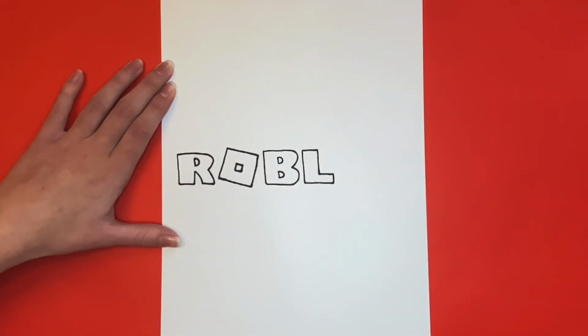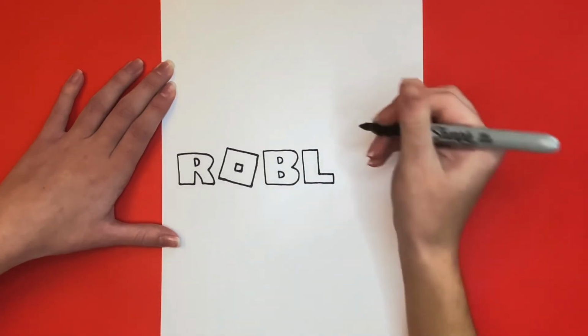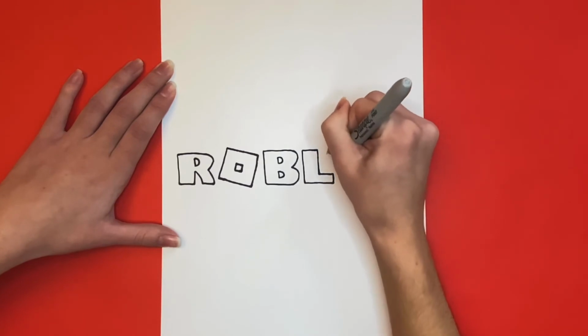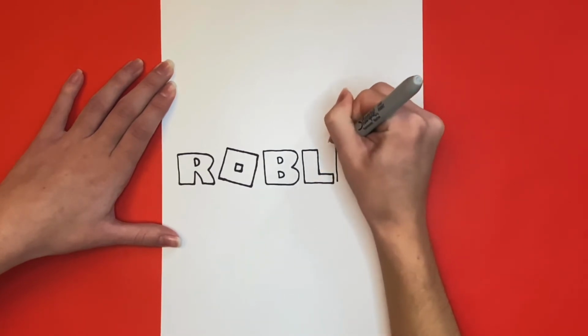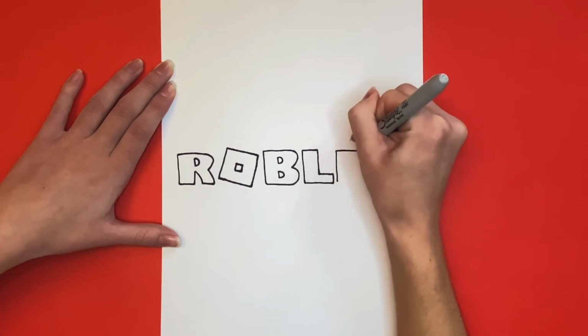Looks great, Learn How to Draw Hub crew! Next, we're going to draw an O. For this, we're going to draw a square, and then inside of the square, we're going to draw a little square for the middle.